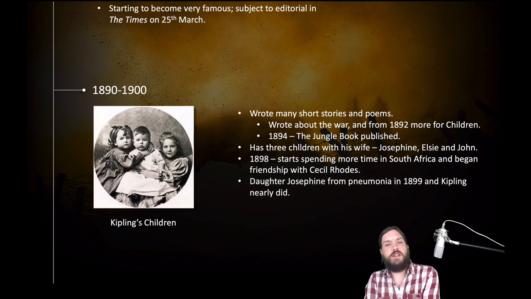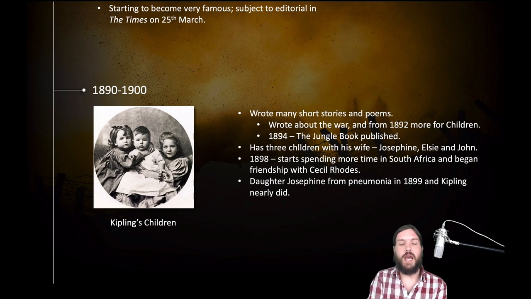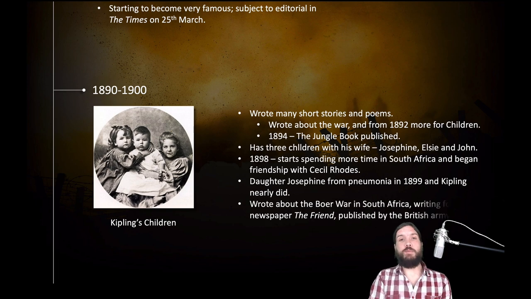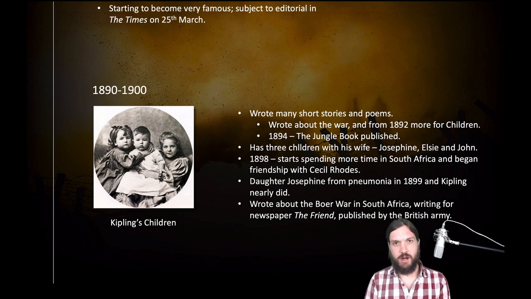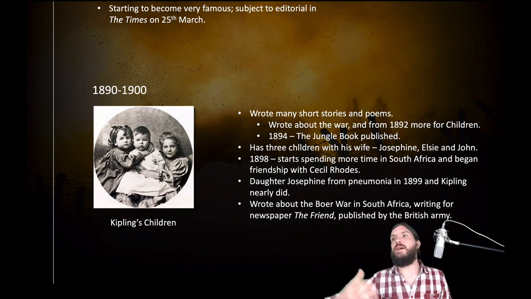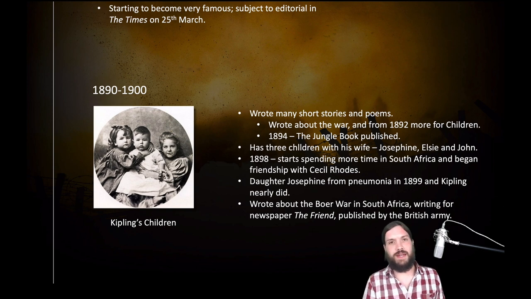His daughter Josephine unfortunately died from pneumonia in 1899, as did Kipling almost die. He was very ill as well. He wrote about the Boer War in South Africa, writing for the newspaper called The Friend, which was published by the British Army. So he really supports the colonialism, the imperialism of the British Empire. He is fiercely proud to be British and sees himself as being above the native peoples of whether it be South Africa or whether it be India.